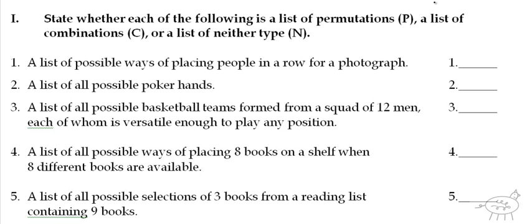All right, so list of possible ways of placing people in a row. Well, think about it. If I have 3 people, Judy, Tom, and Steve, okay, I can say, well, I want Judy, Tom, and Steve, then I want Judy, Steve, and Tom, or I want Tom, Judy. So in other words, there's a way to organize that. In fact, this is like the bride and groom problem. So this is a permutation.